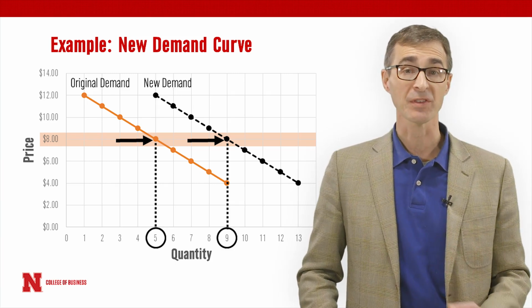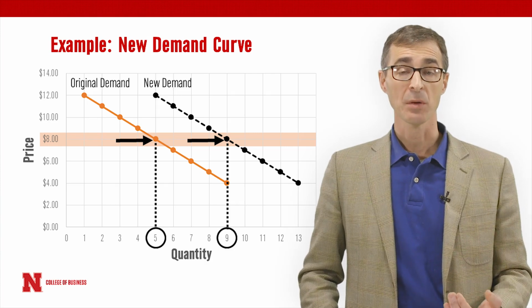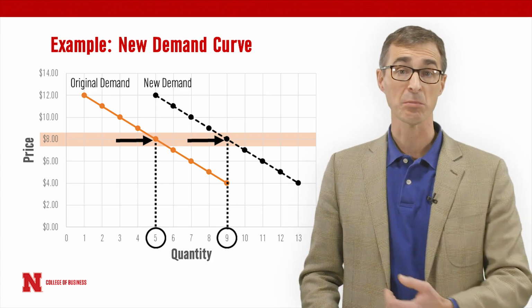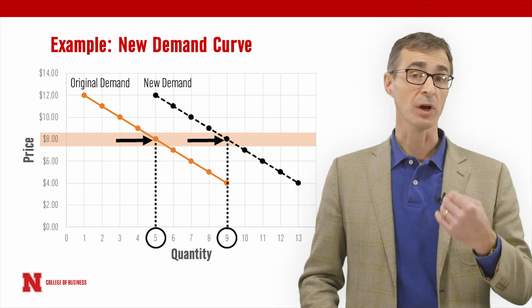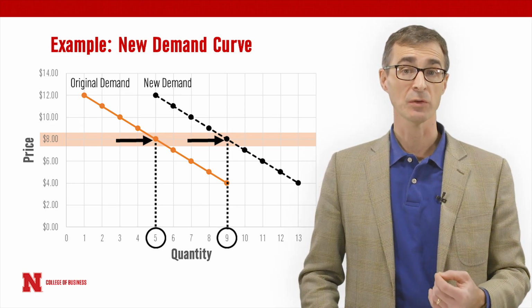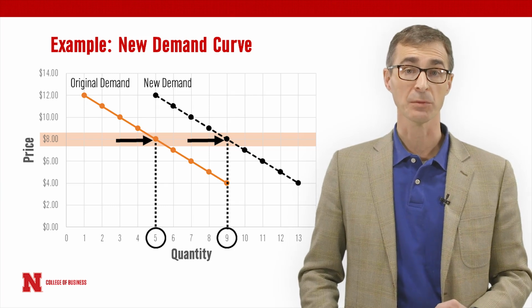We would refer to this as an increase in demand because some factor other than price, in this case the price of a competitor's product, some factor other than the price of the primary product changed, and that induced a change in consumer behavior.